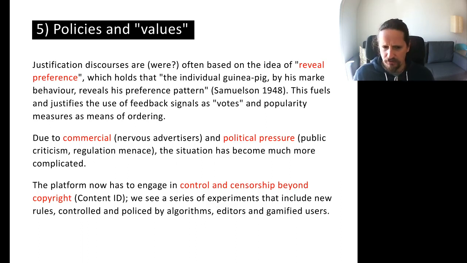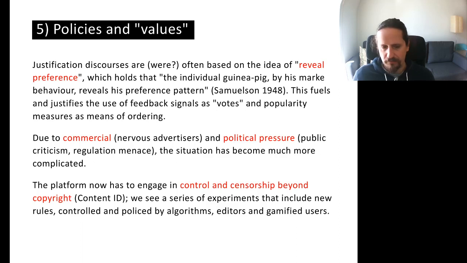But particularly YouTube has really been in crisis over the last year. Last 3 years, I think, starting with the apocalypse. There have been nervous advertisers, right? Who don't want to have their products on Nazi content, right? And then there has been a lot of political pressure, public criticism, the menace of regulation, and so this kind of value and policy situation has become much more complicated.